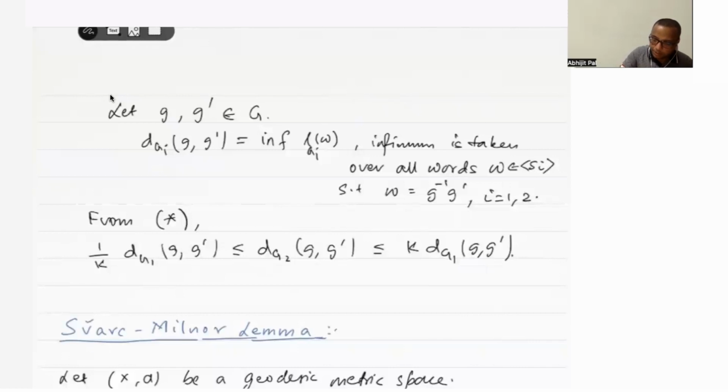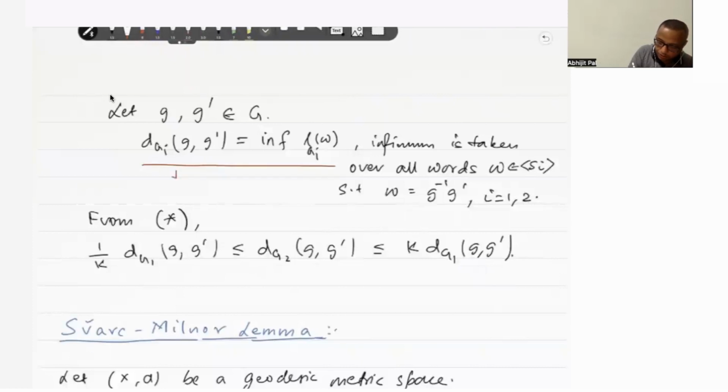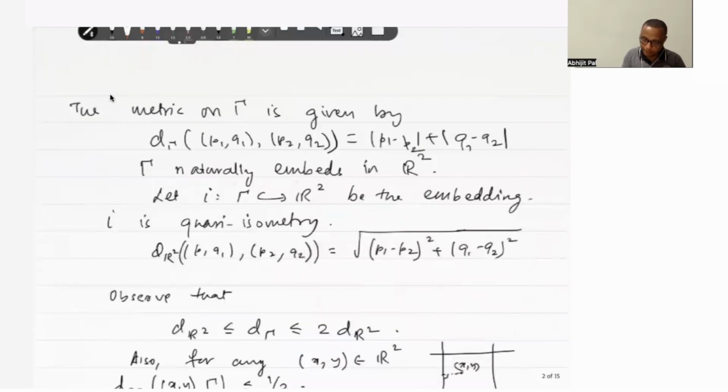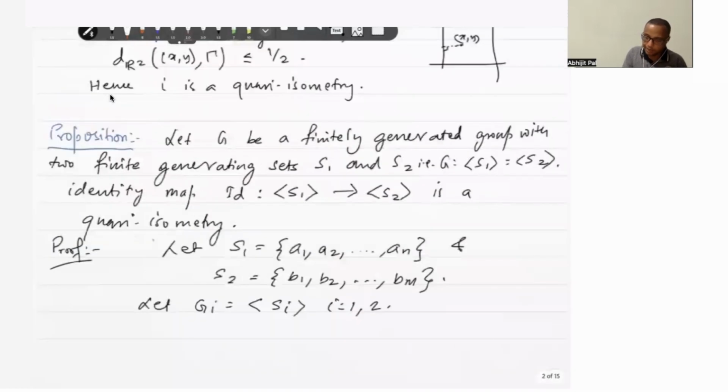Also note that this metric is called the word metric. So with respect to the word metric, these groups G1 and G2 are quasi-isometric to each other. Therefore we have proved this theorem. If I take a finitely generated group with two different finite generating sets S1 and S2, then with respect to the word metric, the group generated by S1 will be quasi-isometric to the group generated by S2.